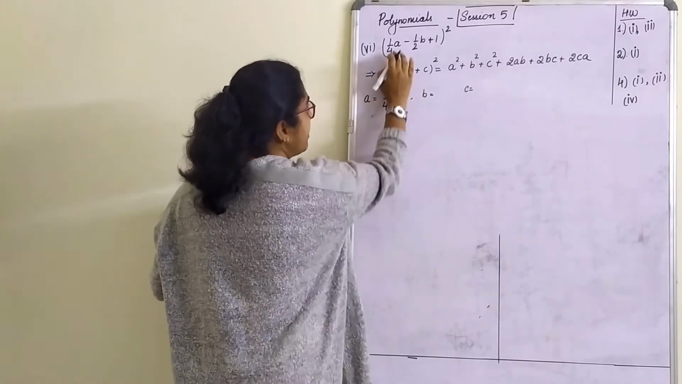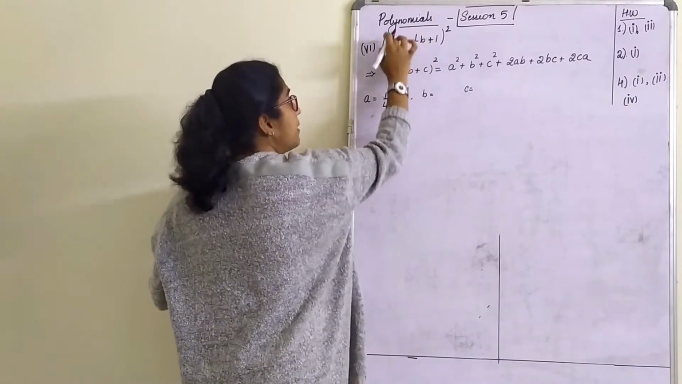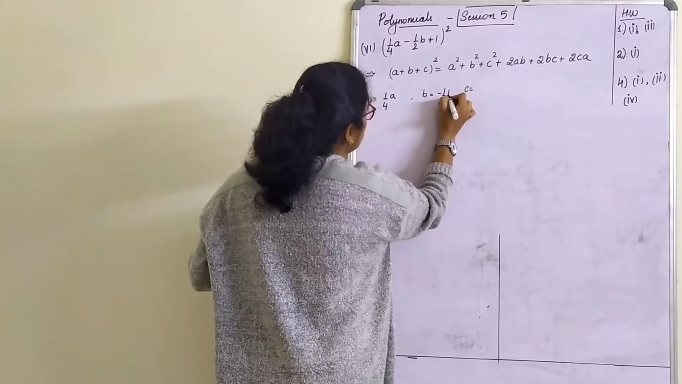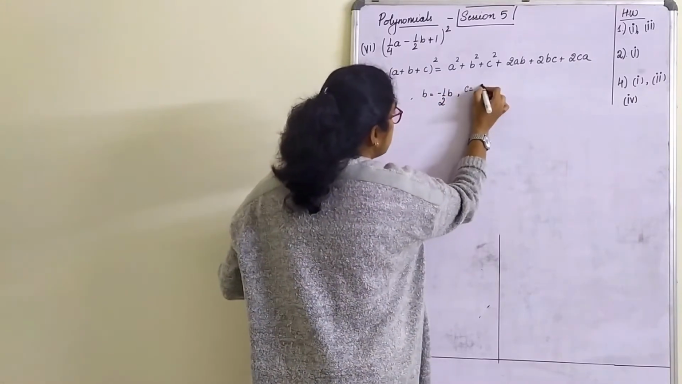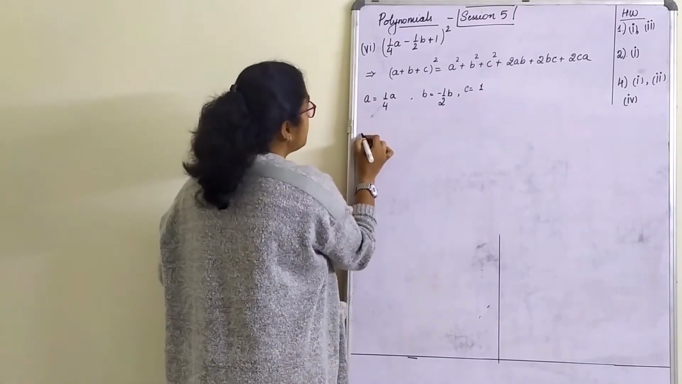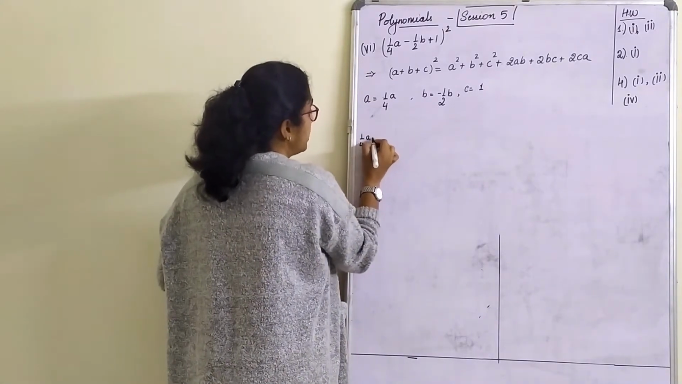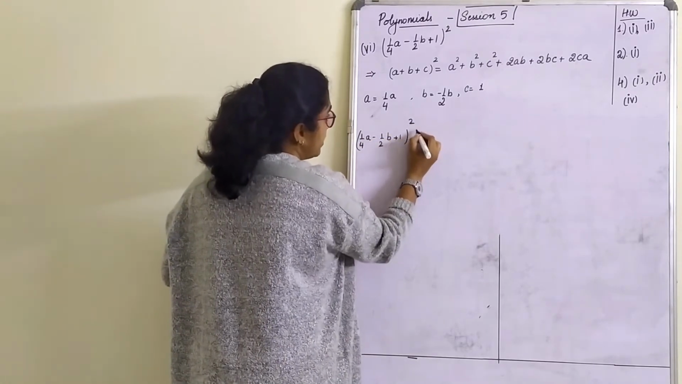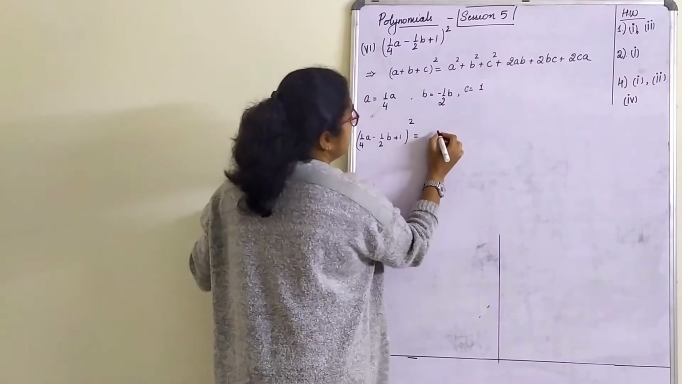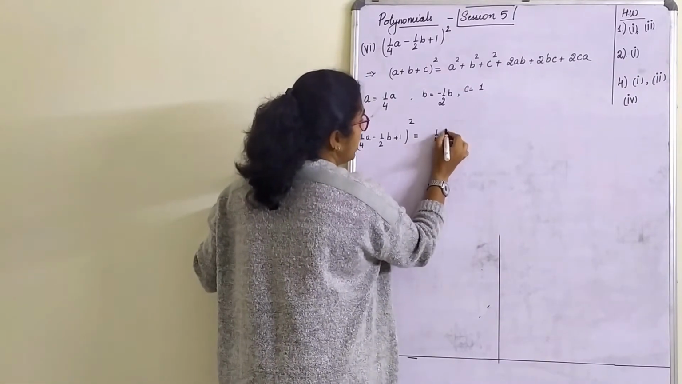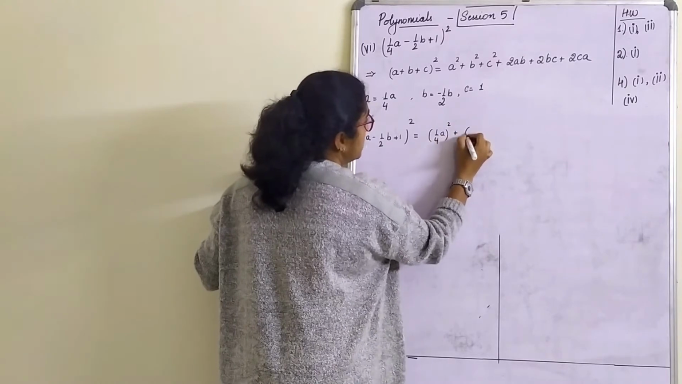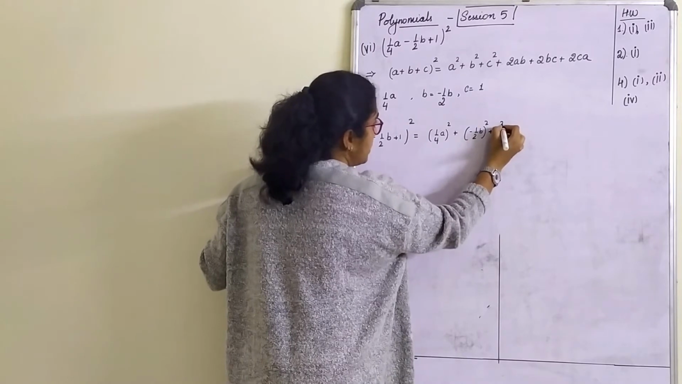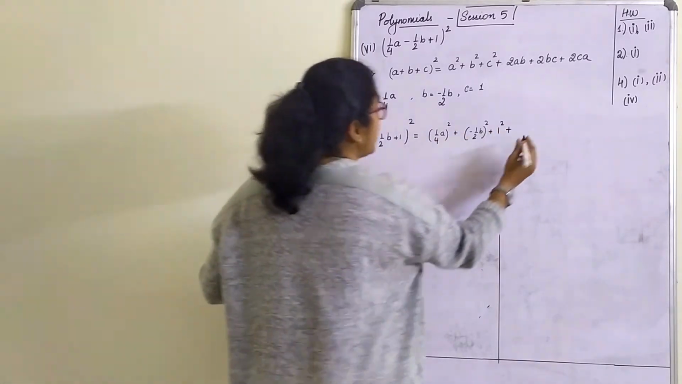So this is 1 a. They have given it here. This a is of the whole part, a constant and a variable. B is minus 1 by 2b and c is equal to 1. So let's copy the question part. 1 by 4a minus 1 by 2b plus 1 whole square is equal to a square, that is 1 by 4a whole square plus minus 1 by 2b whole square plus 1 square plus 2ab.